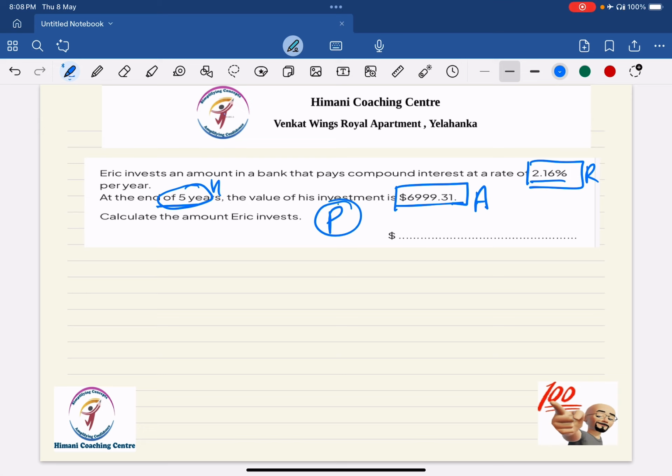Again, if we look at the formula, what should we do here? A equals P times (1 plus R by 100) to the power n. In order to make P the subject, P should be equal to amount divided by (1 plus R by 100) to the power n. Now we are given rate as 2.16%. So now let us find this out.